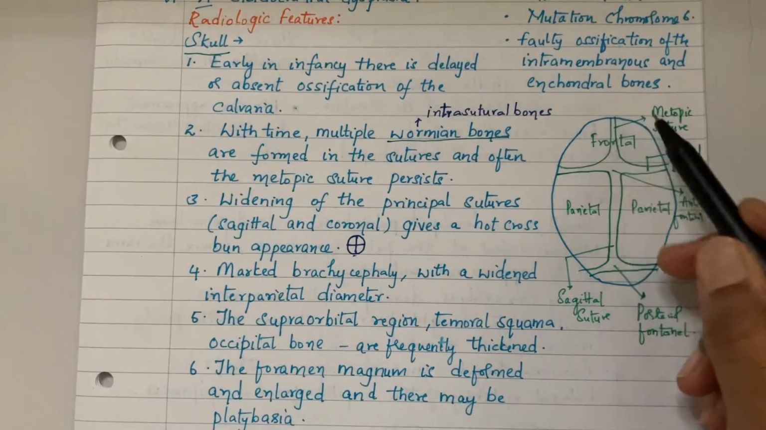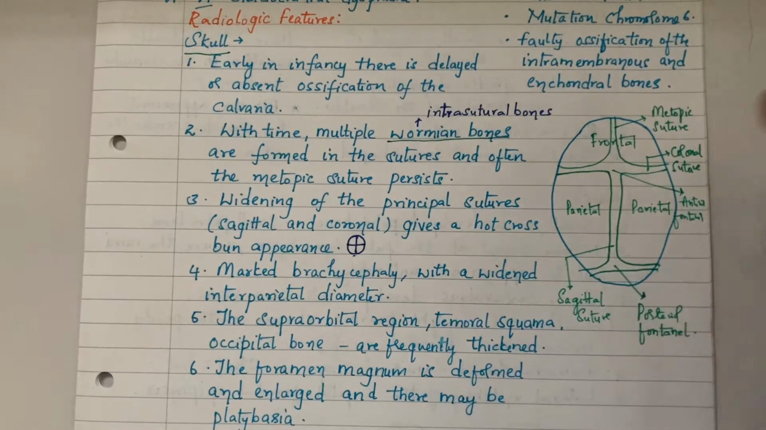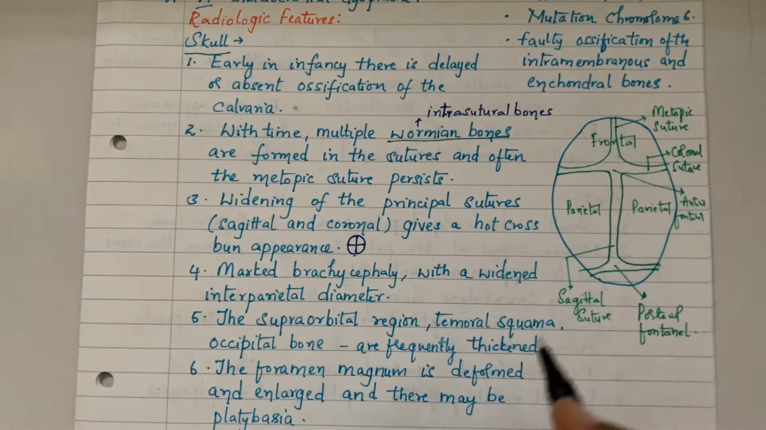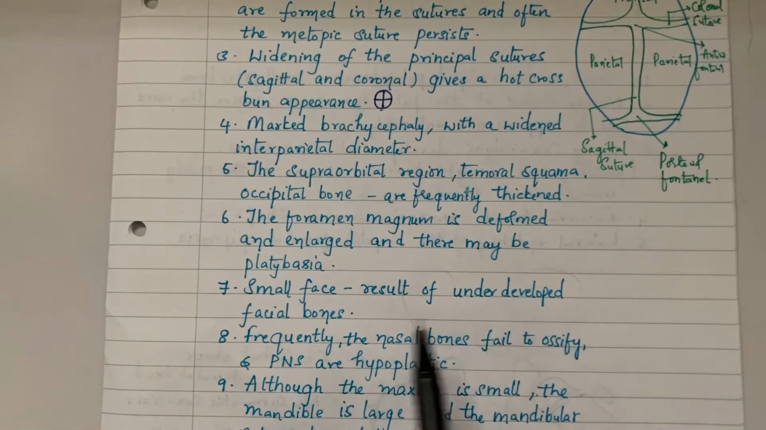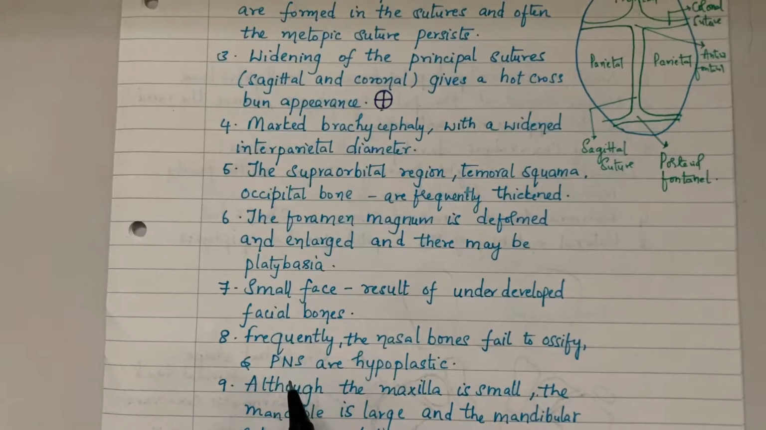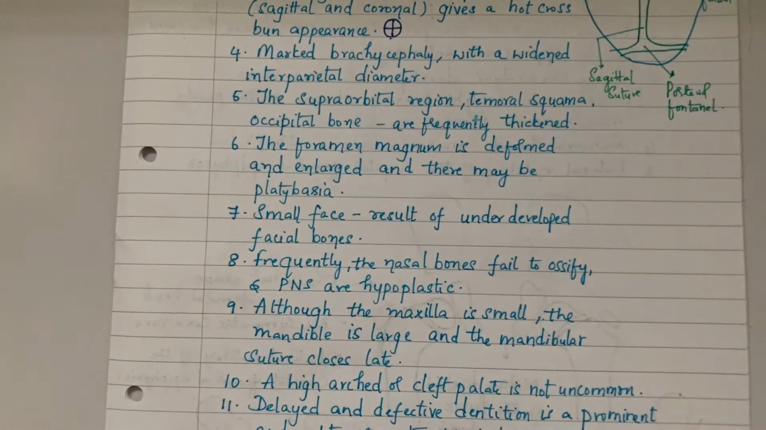The supraorbital region, temporal squamous region, and occipital bone will frequently be thickened. Coming to the foramen magnum, it will be deformed and enlarged, and there will be platybasia. Due to underdeveloped facial bones, there will be a small face, and frequently the nasal bone fails to ossify, and the PNS are hypoplastic in these patients. Although the maxilla is small, the mandible is large, and the mandibular suture closes very late. A high arched or cleft palate is not uncommon.